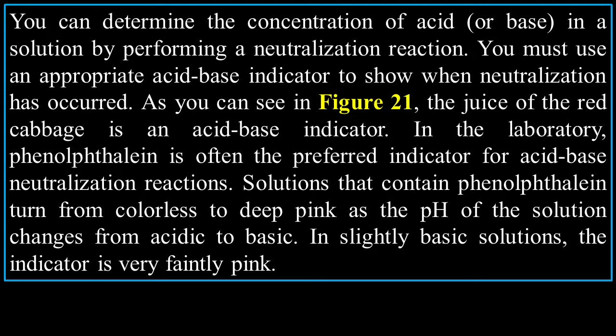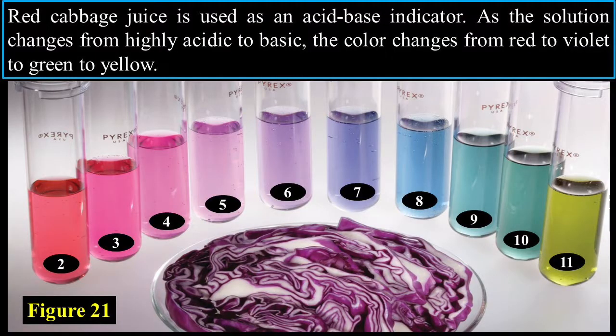As you can see in Figure 21, the juice of red cabbage is an acid-base indicator. In the laboratory, phenolphthalein is often the preferred indicator for acid-base neutralization reactions. Solutions that contain phenolphthalein turn from colorless to deep pink as the pH of the solution changes from acidic to basic. In slightly basic solutions, the indicator is very faintly pink, but it maintains its pinkness.